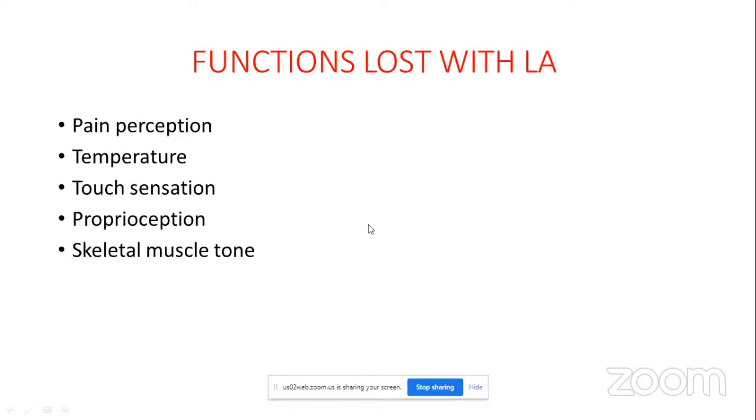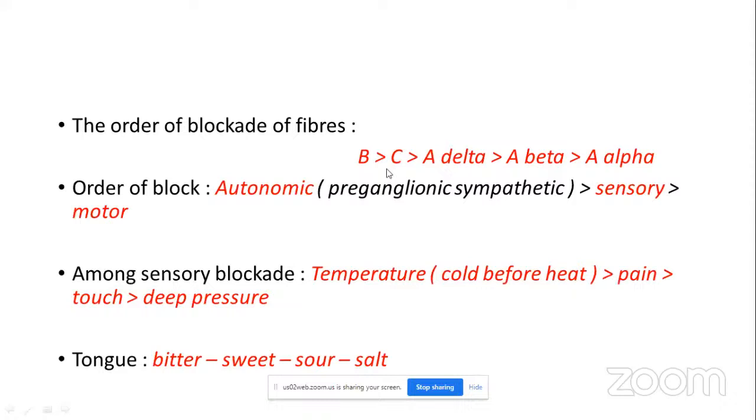Functions lost with local anesthetics are these, and I will describe later what will be lost first: pain perception, temperature, touch sensation, proprioception, skeletal muscle tone. The order of blockade of these fibers is type B fibers initially, whose function is preganglionic autonomic fibers, and C fibers, which carry fast pain and temperature, and postganglionic autonomic fibers. A delta carries slow pain and temperature. A beta carries touch and pressure. A alpha has motor and proprioception function.